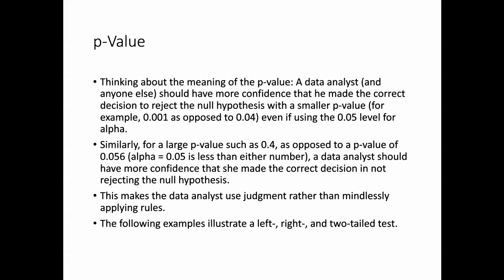Similarly, for a large p-value, such as 0.4, as opposed to a p-value of 0.056, both are greater than 0.05. A data analyst should have more confidence that she or he made the correct decision in not rejecting the null hypothesis. This makes the data analyst use judgment rather than mindlessly applying rules. The following examples illustrate a left, right, and a two-tailed test.